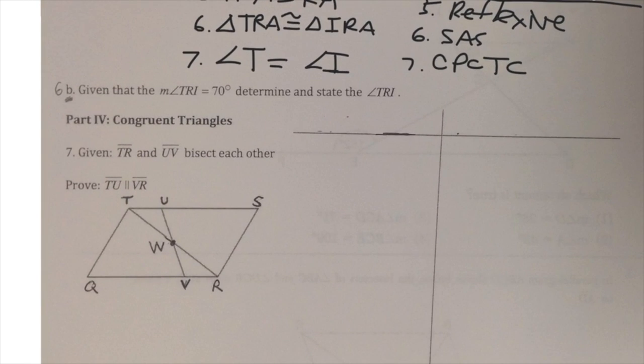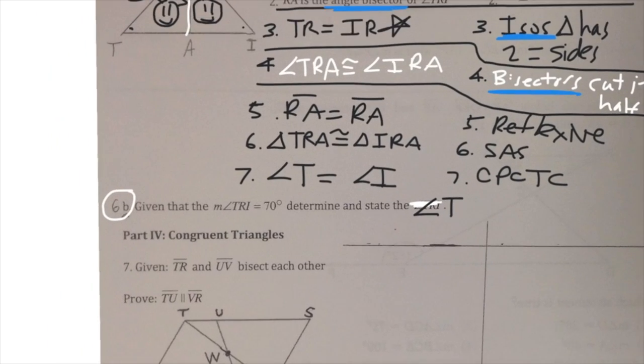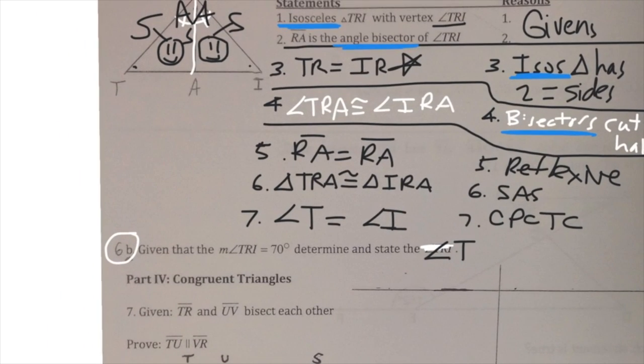All right, there was another question on here, question 6B. And there's a bit of a misprint there. It should say angle T here instead. So looking back at the picture, I'll redraw it because it is getting a little bit messy there. So angle TRI is worth 70 degrees. And they want to know how big angle T is worth.